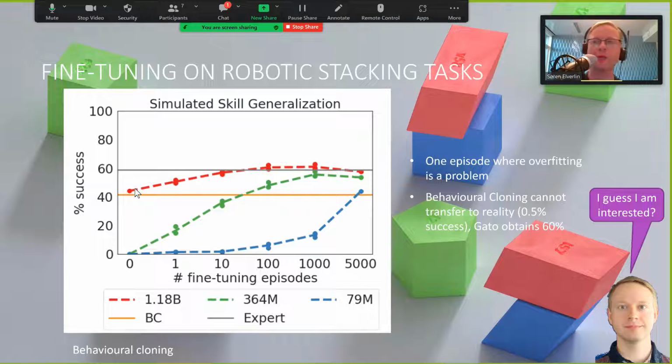And so this was a simulation, and then they want to see how this works in reality. And in this case, when they transfer this to reality, Gato obtains a 60% success rate. 60% is this line, so that is to be expected. It seems like what Gato is doing transfers directly to reality. Then they try the behavioral cloning algorithm, and that totally fails to correspond to reality.